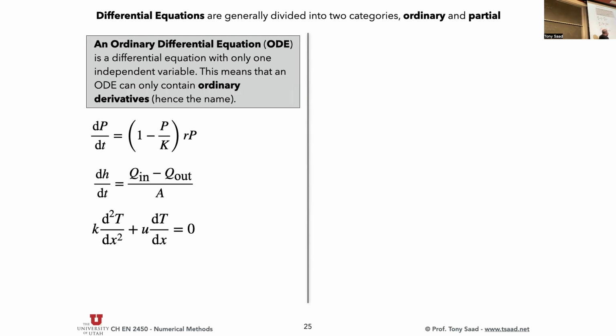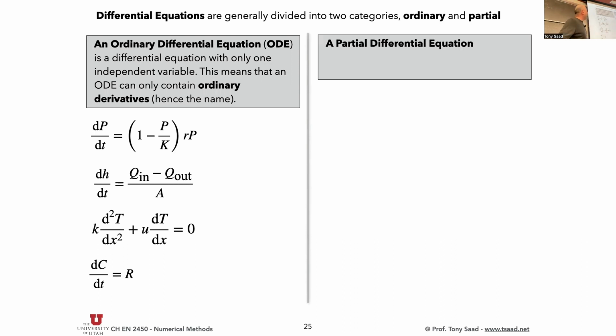We will learn that this term is called advection and this term is called diffusion. We'll see an example in a minute. Okay, and change of concentration with some generic right-hand side R. And on the flip side, you have partial differential equations where you have partial derivatives, or in other words, you have two or more independent variables.